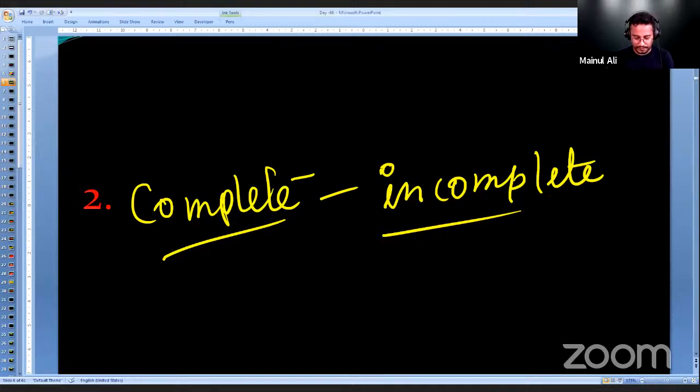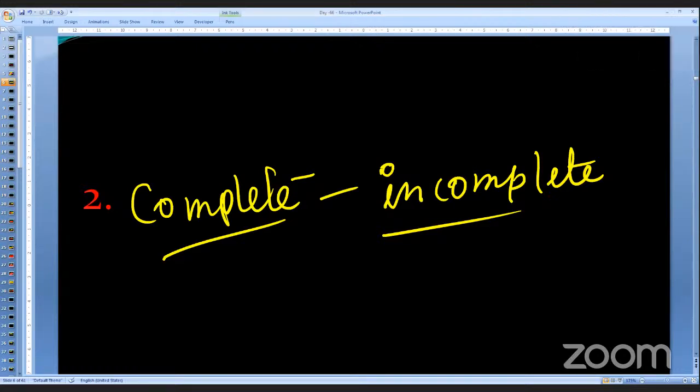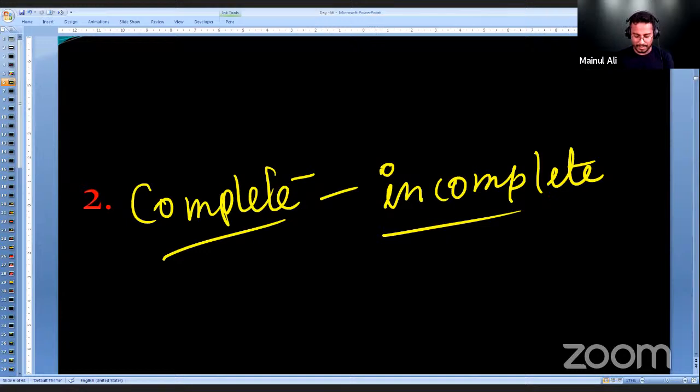Very good. So we use one sentence using the word incomplete, like in friendship especially. That sentence is coming to my mind. Okay. I have completed reading this book. Okay, I have completed reading the book.